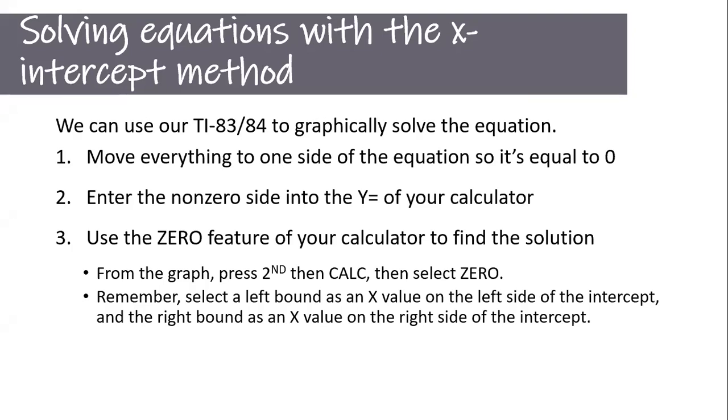Okay, so to use our calculator, the first thing we're going to want to do is move everything to one side of the equation, so it's equal to 0. So all of your constants, all of your x terms need to go to one side so that all that's left on the other side is 0. Then that non-zero side is going to go into the y equals in your calculator. Then we're going to use the 0 feature of the calculator, which is found similar to where we found what we used in the last section. You're going to use the 0, and remember there that your left bound is on the left side of that intersection and your right bound is on the right side of that intersection.